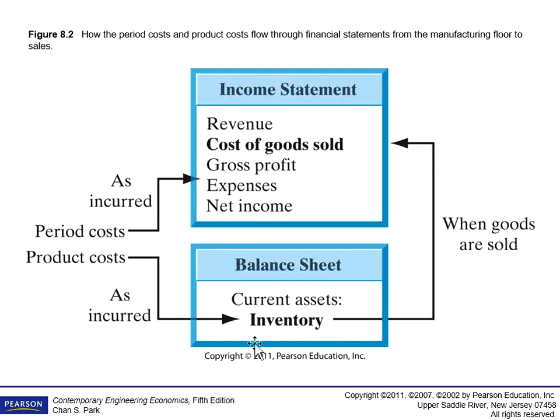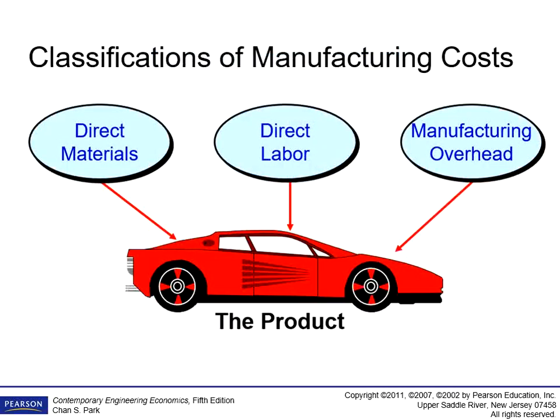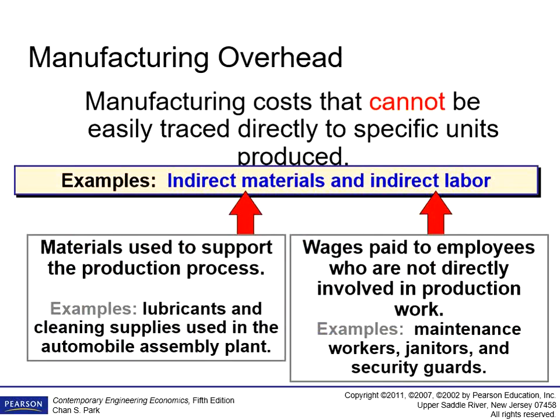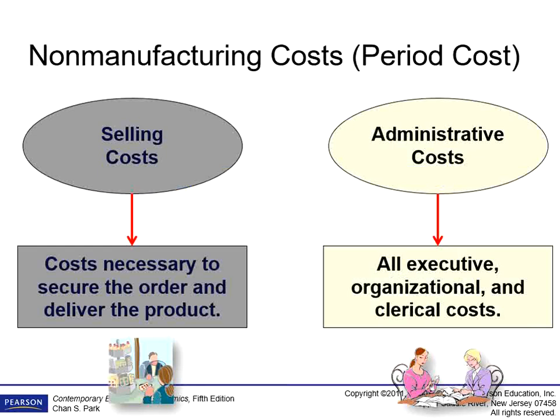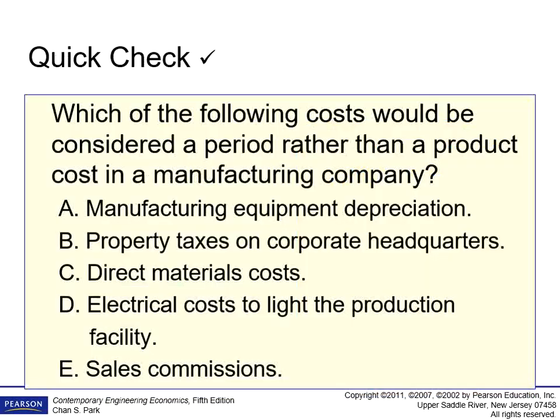Product cost, or this one, inventory, when it is not sold. When it is sold, it becomes cost of goods sold. This is what we already discussed last time. What is a different classification of manufacturing costs, right? Their explanation for each of them. This is important just for your theory, in case you have a final exam, you need to remember this information. Product cost and period cost, again the same thing.